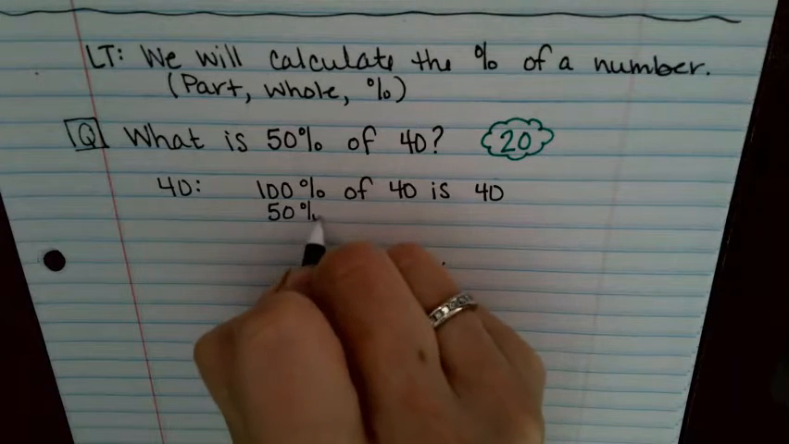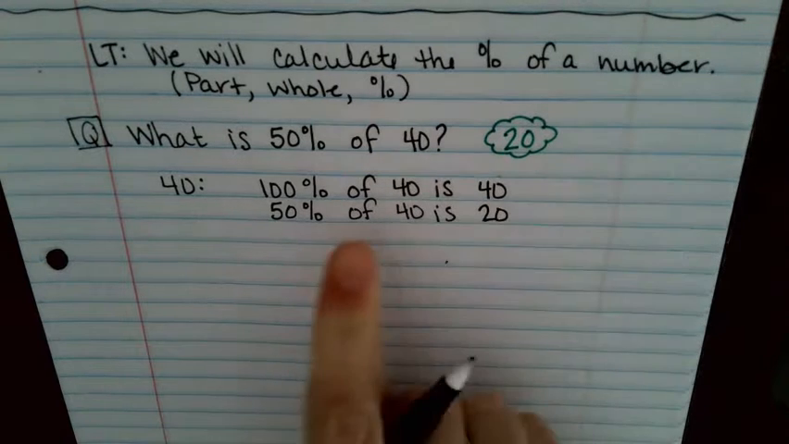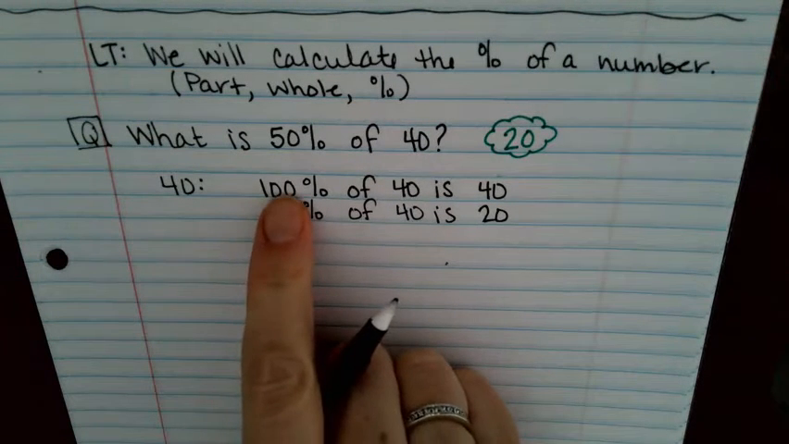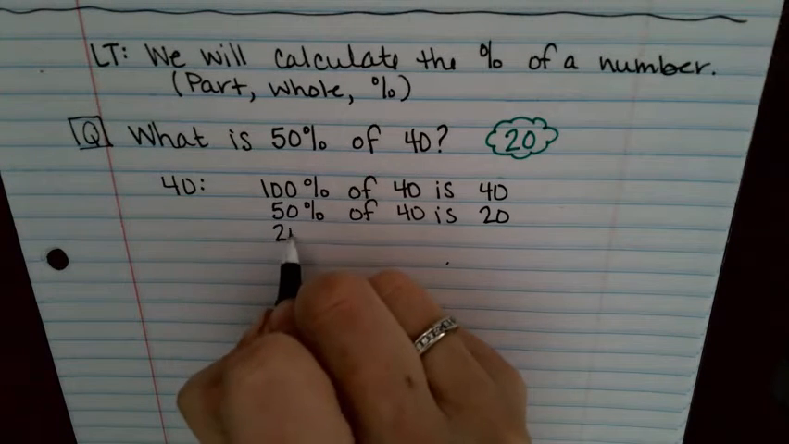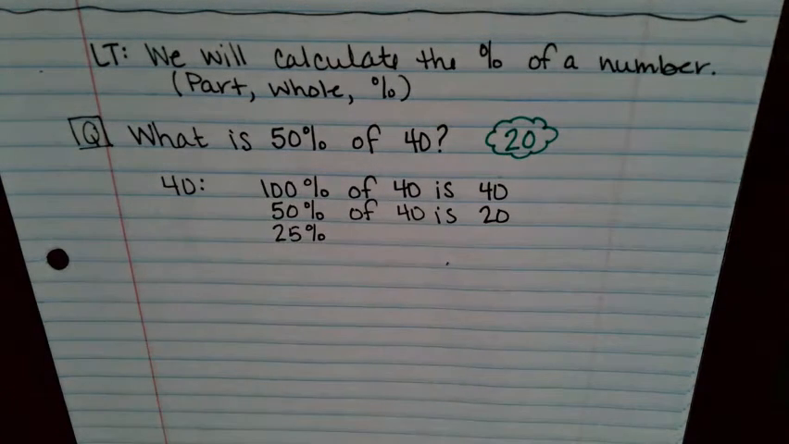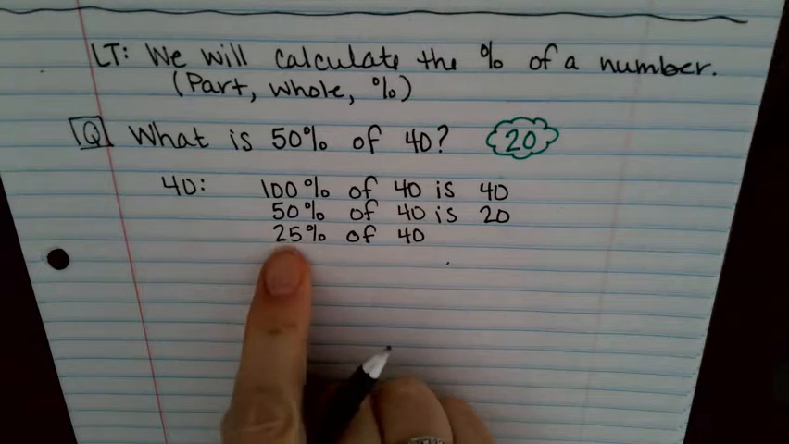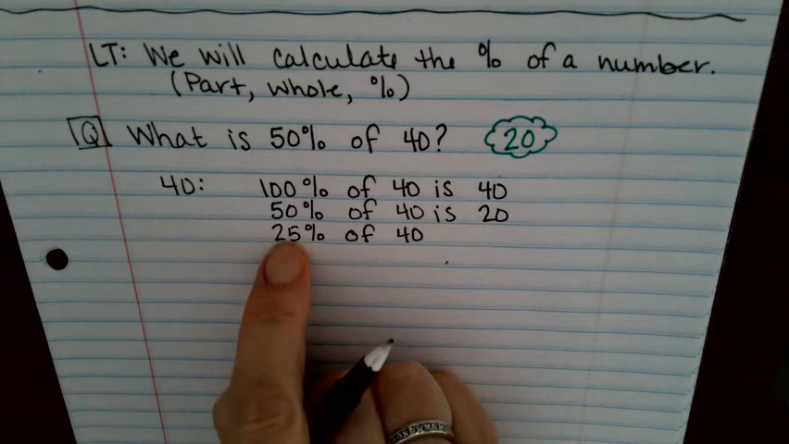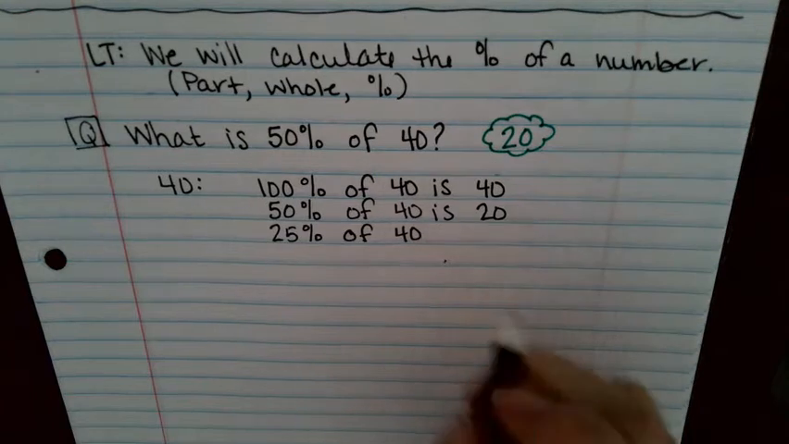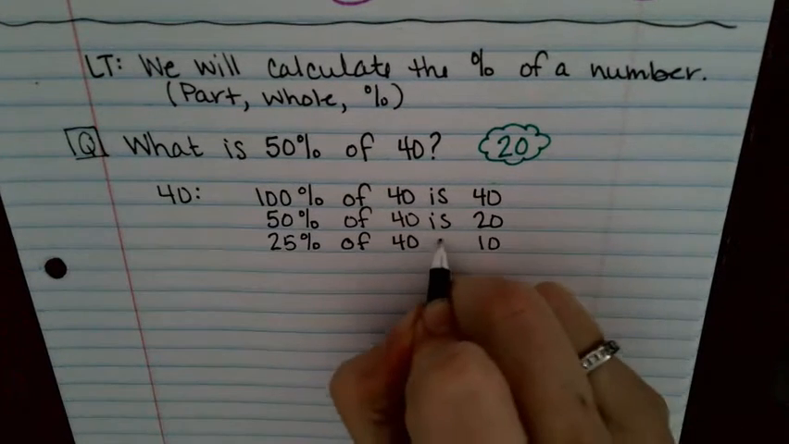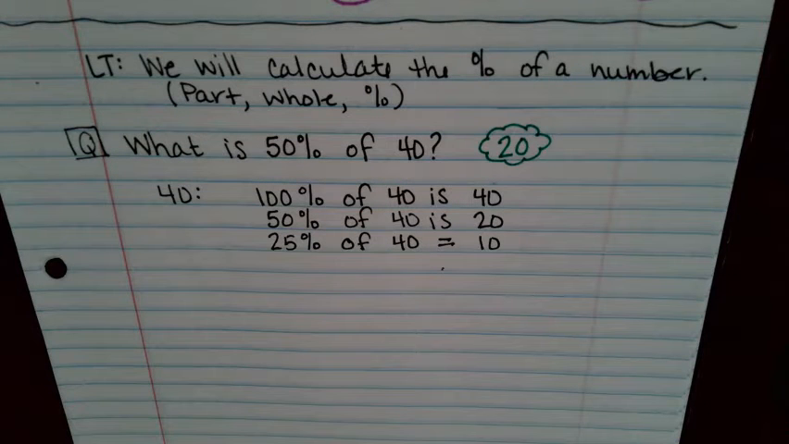50% is another one that we can do easily. We know that 50% of 40 is 20, right? Because 50 is half of 100 and 20 is half of 40. We can also find 25% pretty easily, just like we found the 50. So we know that 25% of 40, right, is, notice here, 25% is half of 50%. Since 20 is 50%, that means that 10, and I'm going to put an equal sign here because is and equals are the same, that means 25% of 40 equals 10.